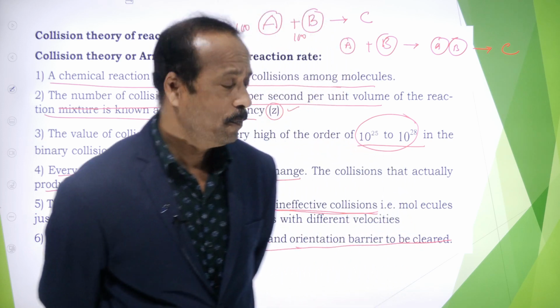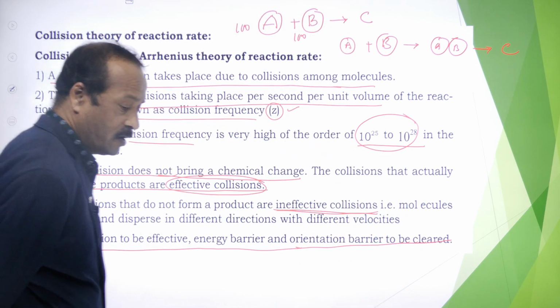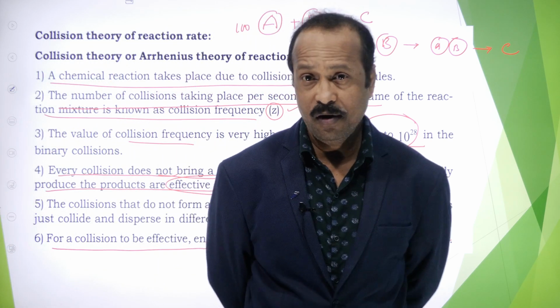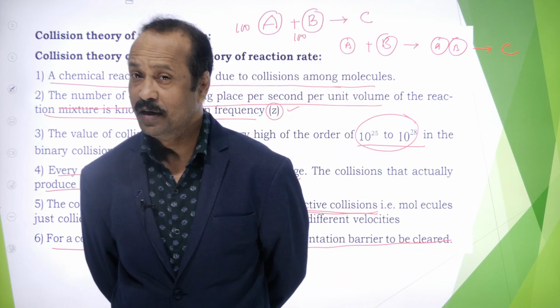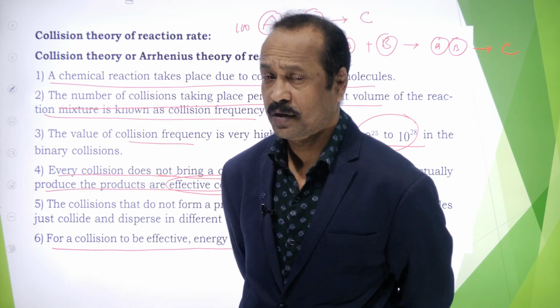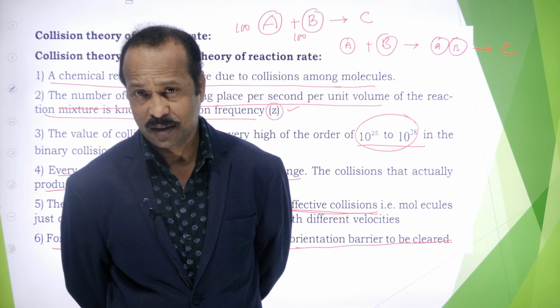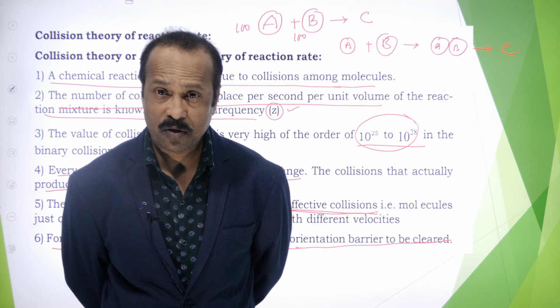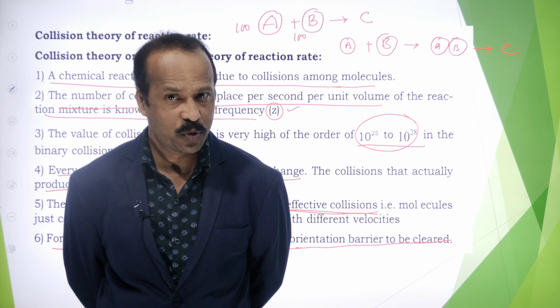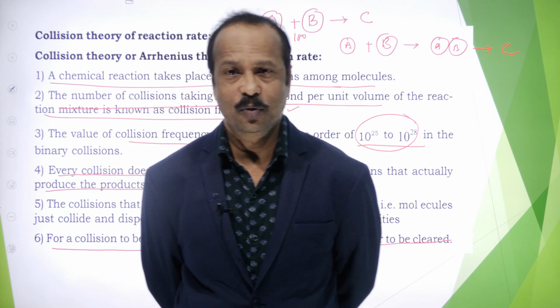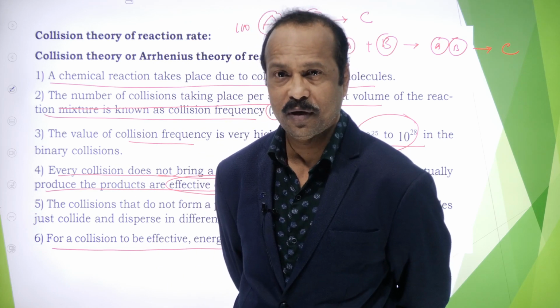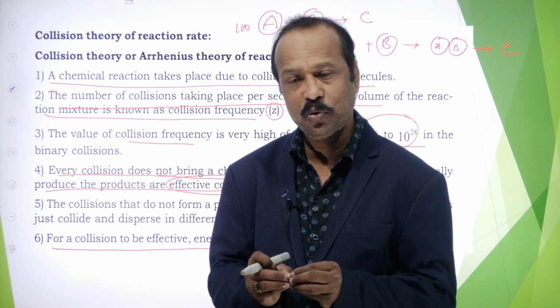So, here also, not all collisions are effective collisions. Not all collisions give the products. Only a few collisions give the product, but the remaining collisions do not. The collisions which give the product are called effective collisions. Why are only a few effective collisions taking place?